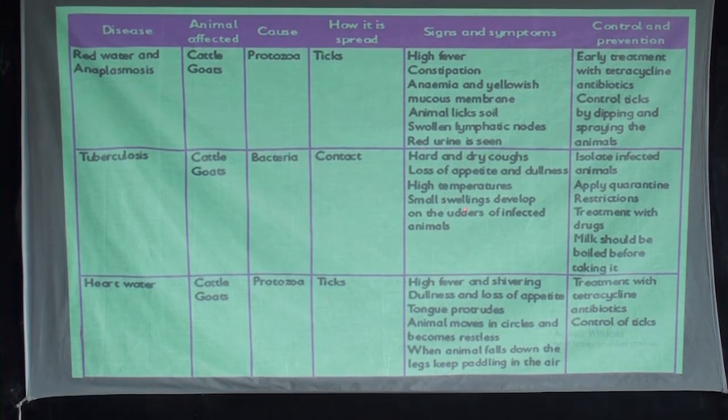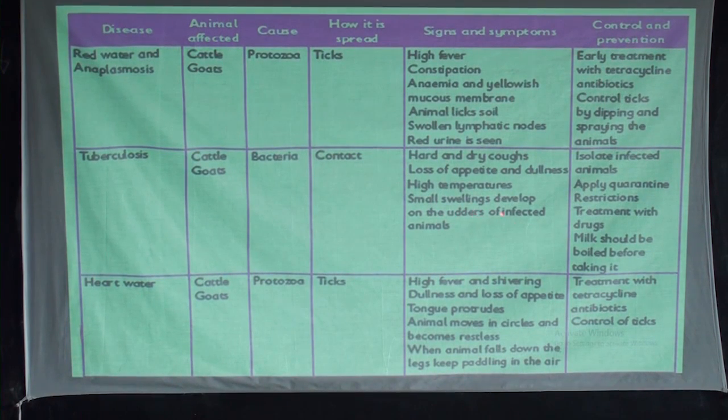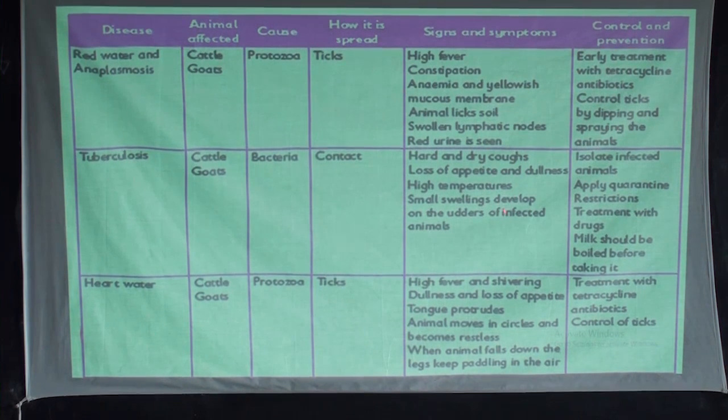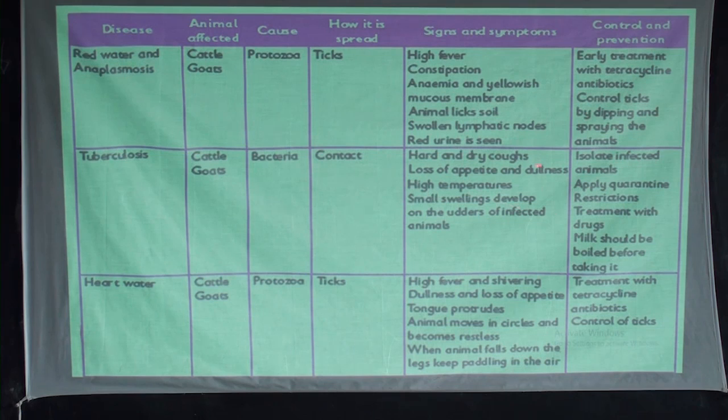Immediately here, the small swellings develop. You check on the skin along the neck of a cow. So you can find the small swellings there, okay? And then on the udder also you find that there are some kind of swellings. So a couple of these signs will show that the animal is having tuberculosis.